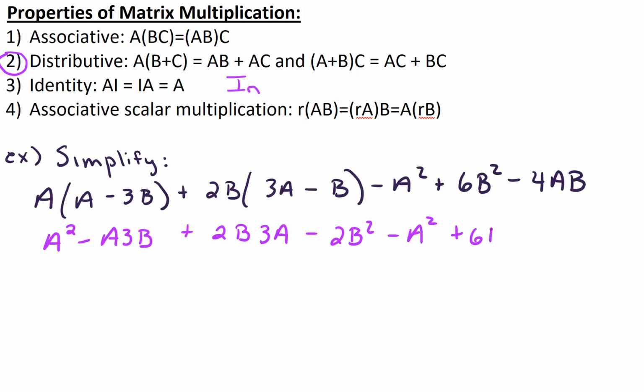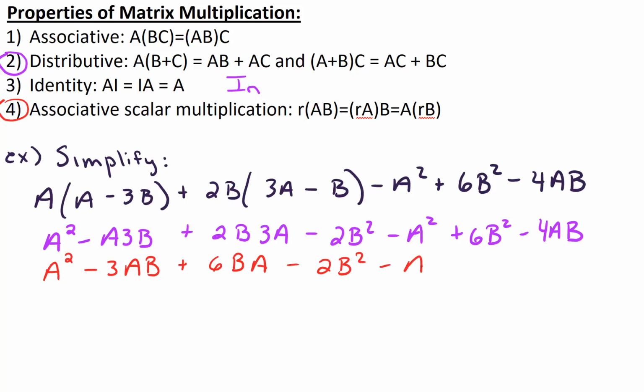Now, it looks a little awkward the way I've written this here because we have a scalar in the middle of our product of two matrices, so let's use this last property, property 4, and pull those scalars out in front. So let's do that. We have A squared minus 3AB. Pulling scalars out in front, we have a 6B times A minus 2B squared, just copying down the rest of the problem.